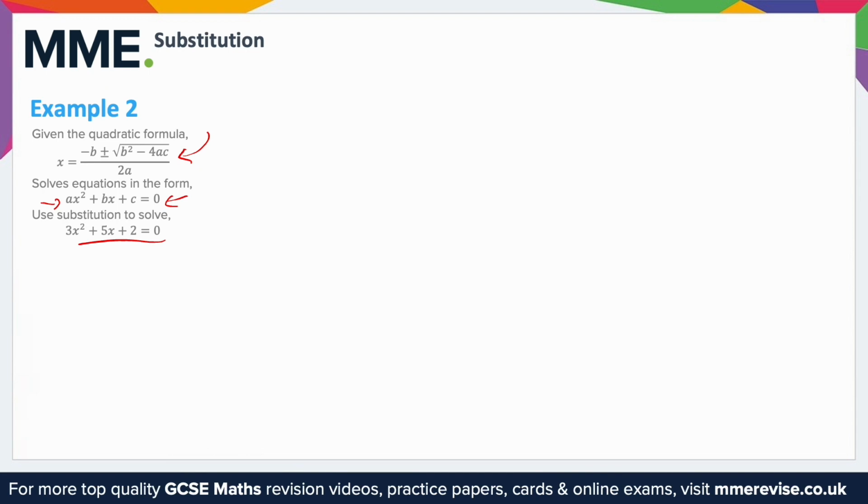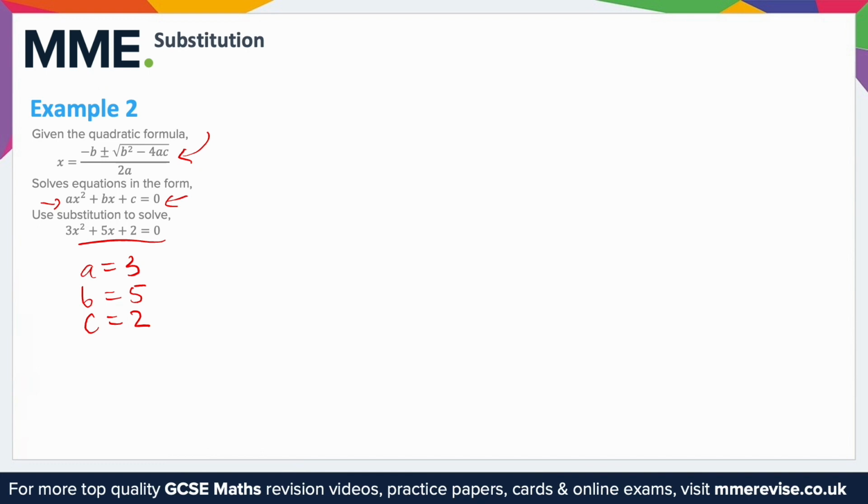So a, in this case, is the number in front of the x squared, so a is going to be 3. b is going to be the number in front of the x, which is 5. And then c is just the positive number that's added on the end, so c is 2. From there, I can substitute those into our equation.